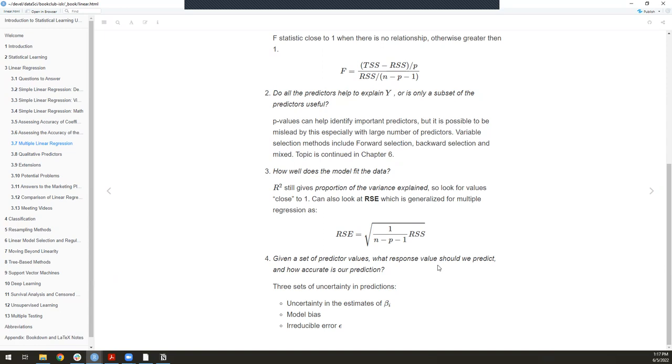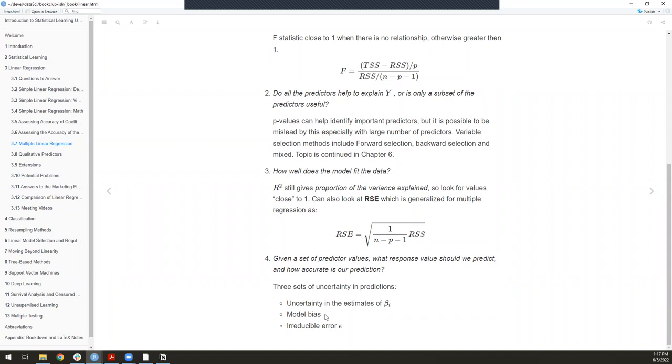Like this, so I'm spending this much on radio sales, I'm spending this much on TV sales. Spending this much on TV marketing, spending this much on radio marketing, tell me what my sales is going to be like. And there's three types of uncertainty in those predictions. The first one is the uncertainty in the estimates of the betas themselves, because we can only estimate them. They have some error bar associated with them. The software will tell you what that is.